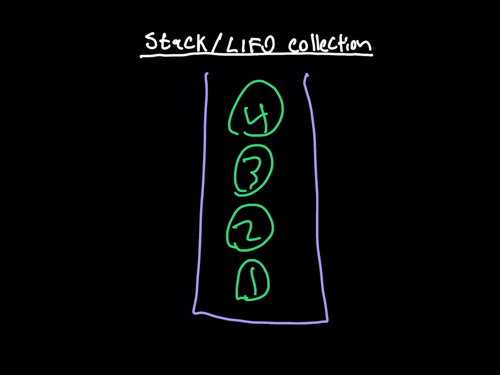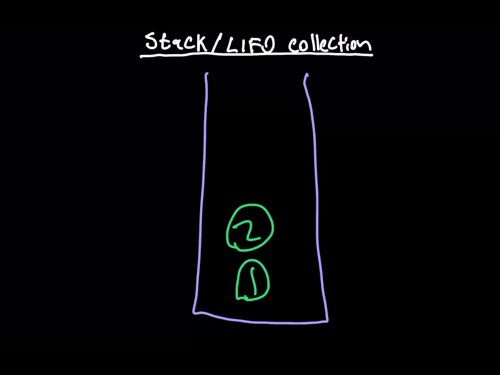If you want to access tennis ball 2, you would have to remove the top tennis ball one at a time, iteratively, right? So I would remove tennis ball 4 and tennis ball 3, and now I would have access to tennis ball 2. This is how a stack data structure acts. Items must be inserted and removed from the same end.